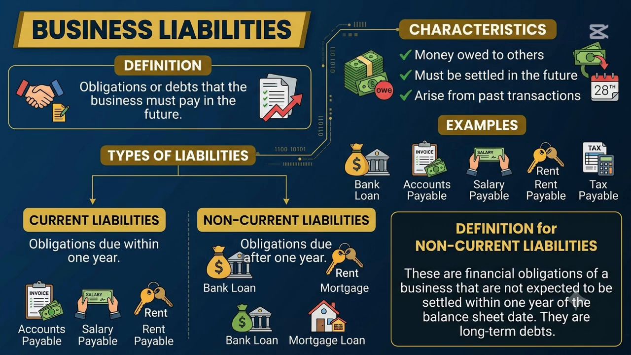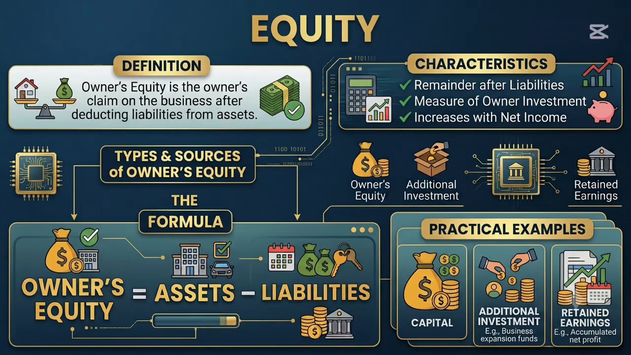Now let's look at the third type of account: owner's equity. Owner's equity represents the owner's claim or investment in the business. Imagine you start a business by investing 200,000 rupees from your personal savings. That investment becomes the owner's equity.